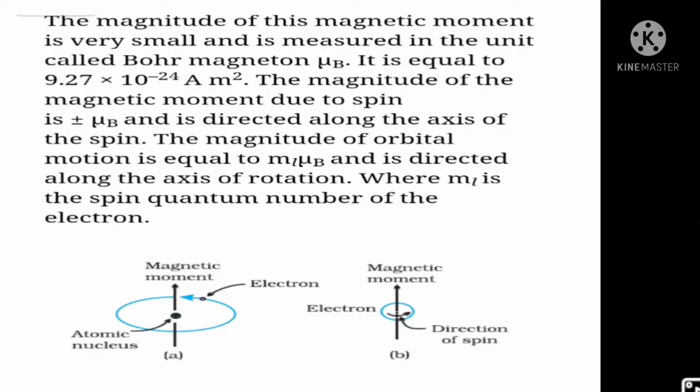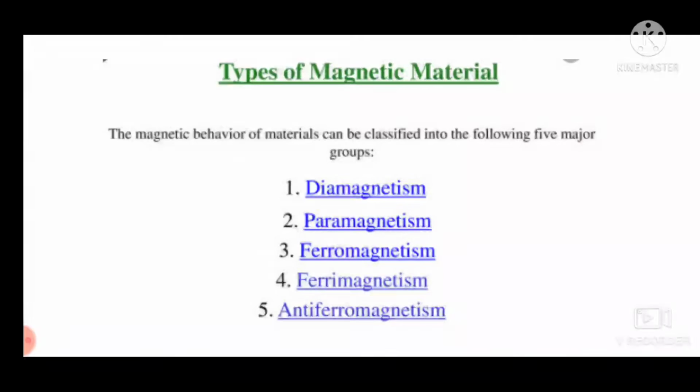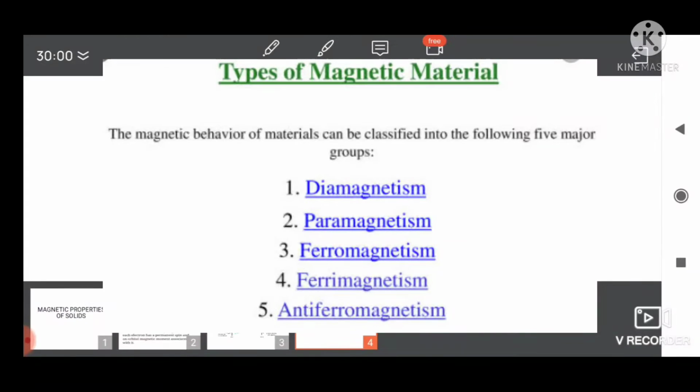It is represented by mu B. Just like electron spins, the magnetic moments are represented by arrows pointing upward and downward. Under the influence of an external magnetic field, certain solid substances may exhibit different magnetic behavior related to the electron spin and magnetic moment in their atoms. And the substances have been classified into diamagnetic, paramagnetic, ferromagnetic, antiferromagnetic and ferrimagnetic substances.